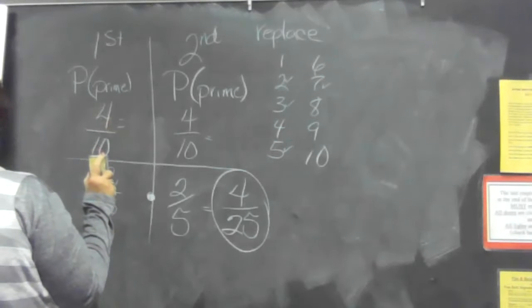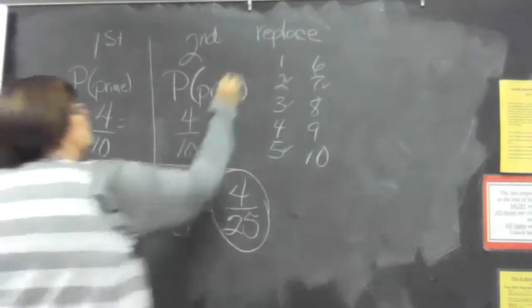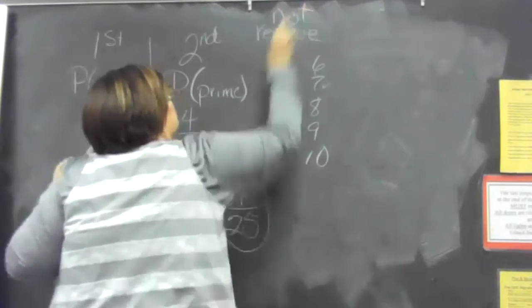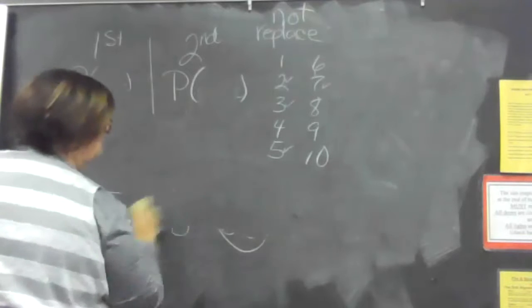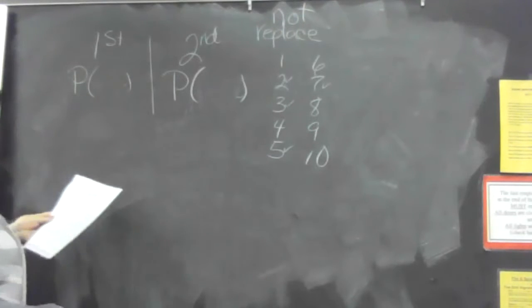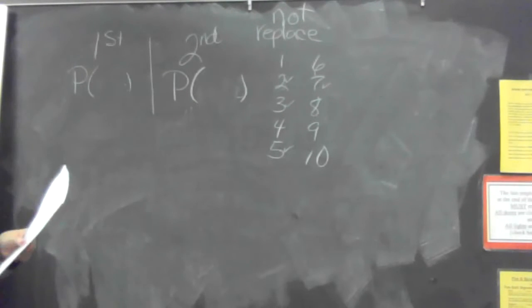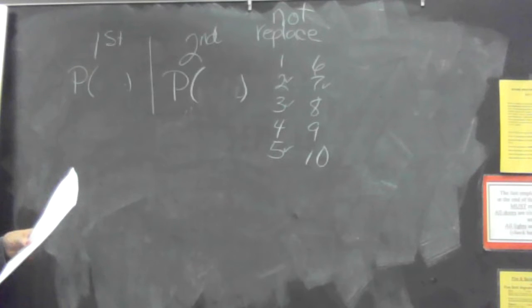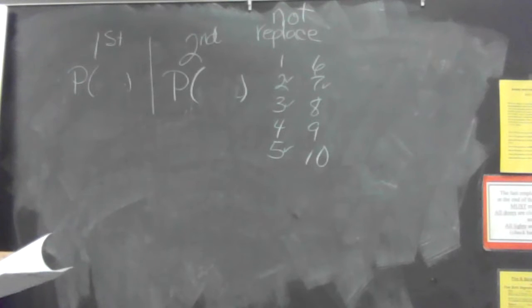Okay. This one says, if two cards are drawn and we're not going to replace, find the probability of drawing a 4 or a 5 on the first draw and any even prime number on the second draw.